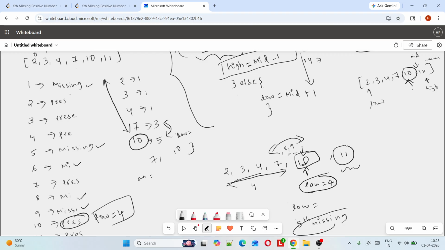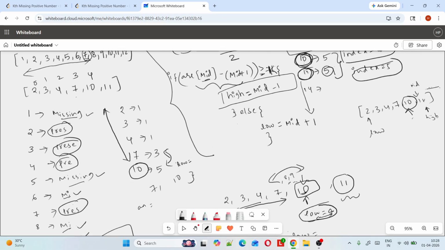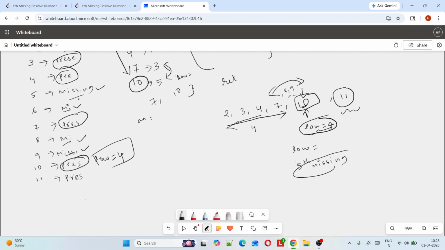And how many present numbers do we have? Present numbers are 4, denoted by this one. So how many missing numbers in total? 1, 2, 3, 4, 5. So our answer will be written like this: 5 missing numbers plus the low value. Low value is 4. So answer equals low plus k.